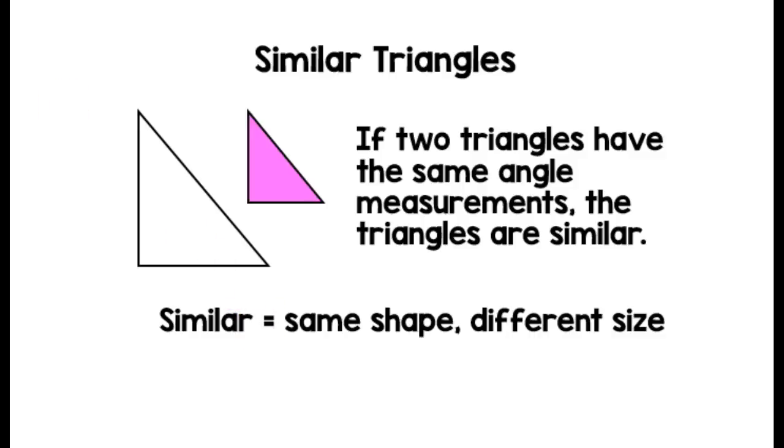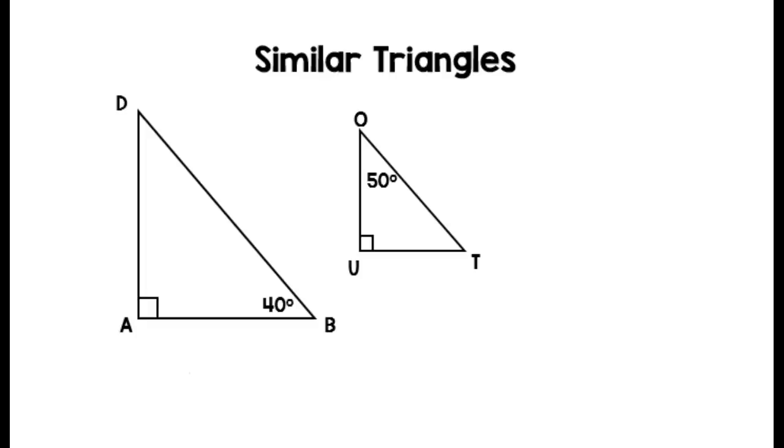So let's jump right into a practice problem here. I think you guys are going to like these triangles. Right here we have triangle DAB and we have triangle OUT, and our quest is to find out if these are similar. Well, we know we need to try to match up the angles. Now we have a 90-degree angle on triangle DAB. We also have a 90-degree angle on triangle OUT. So we have a match right here with these two triangles.